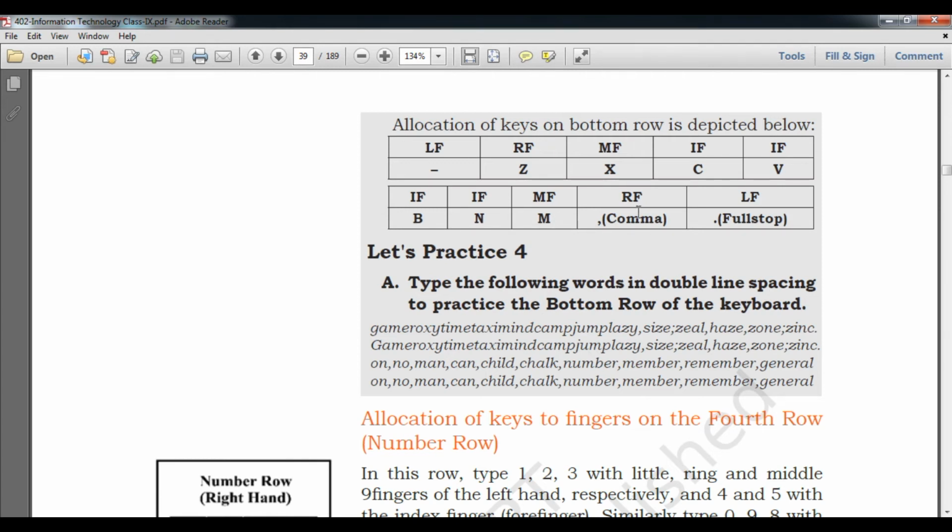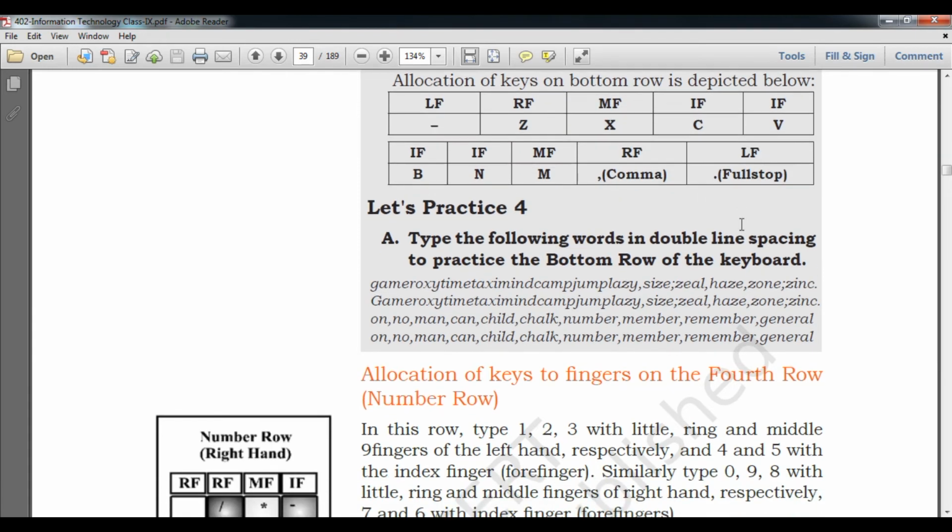So students, you have learned how to place the hands on a keyboard according to the rows, like first row, third row, and home row, that is upper, middle, home row. Okay, so now practice number 4.